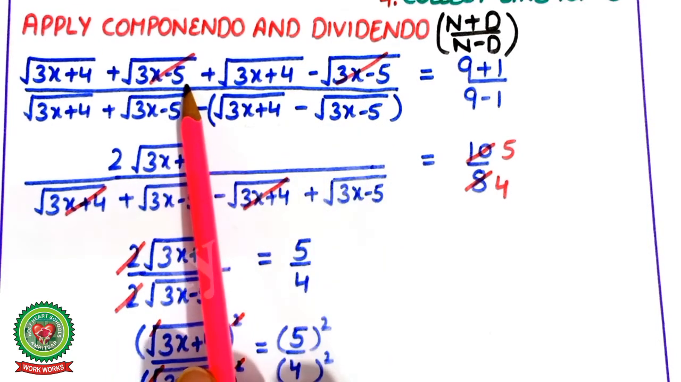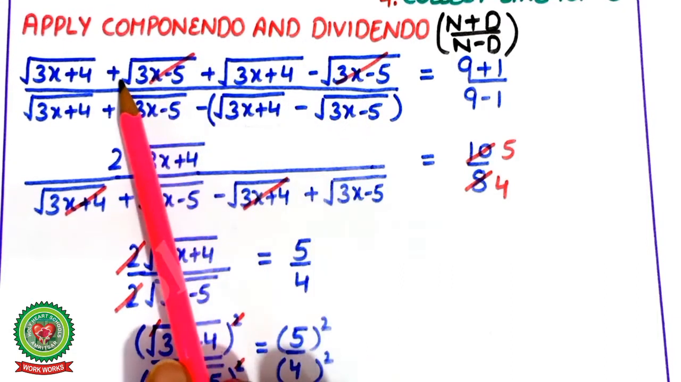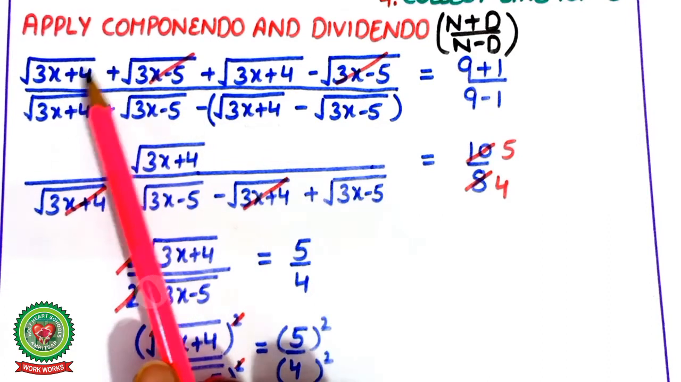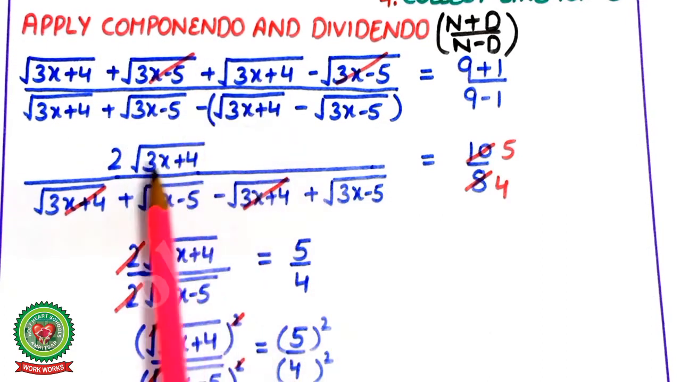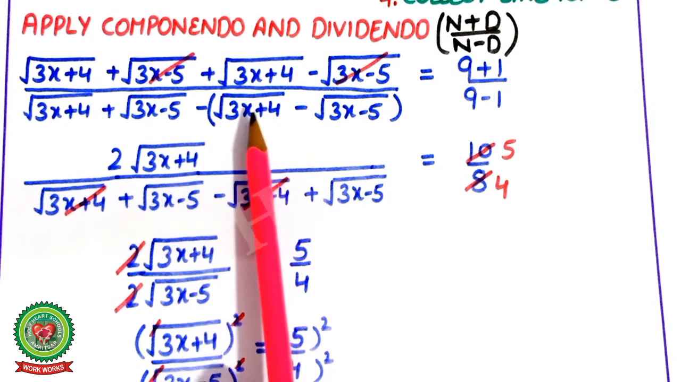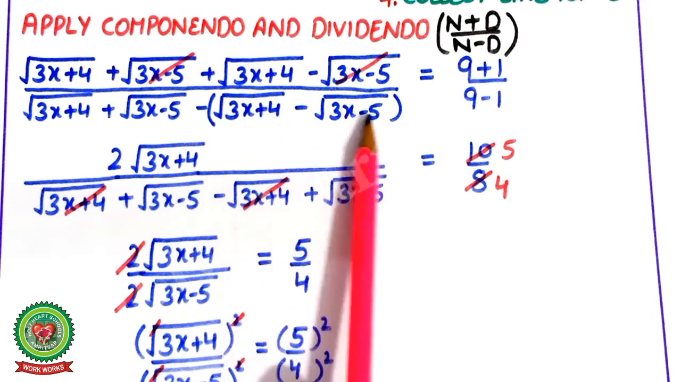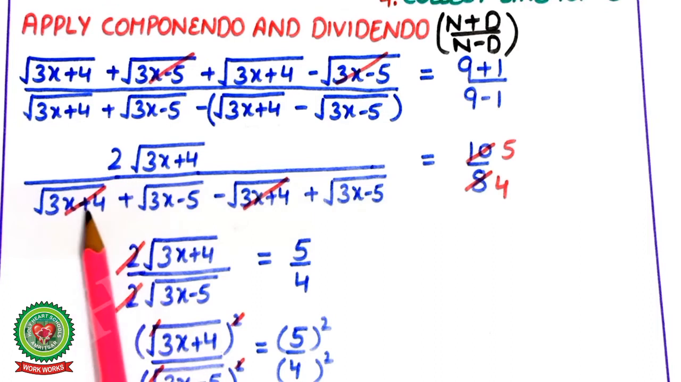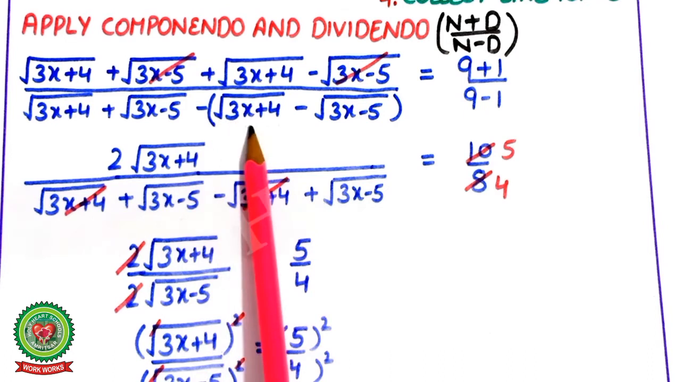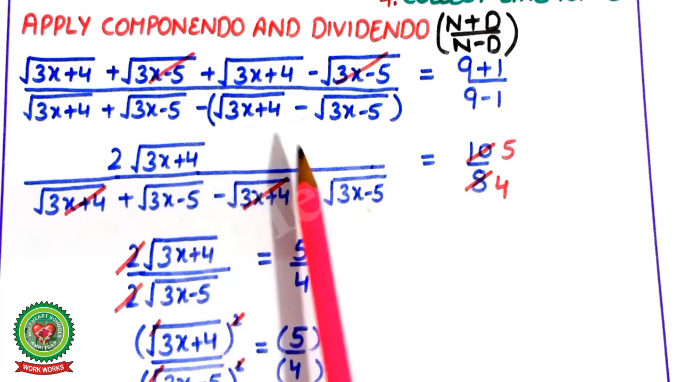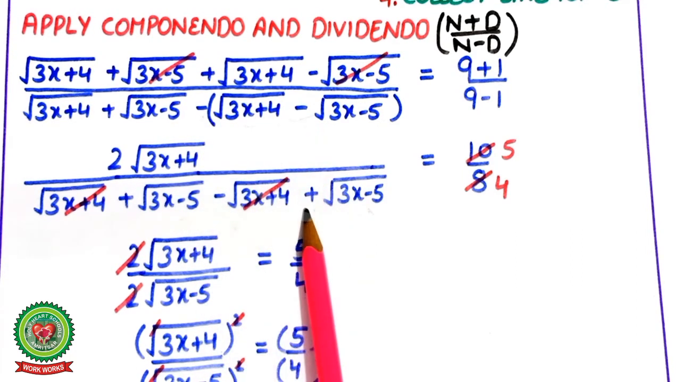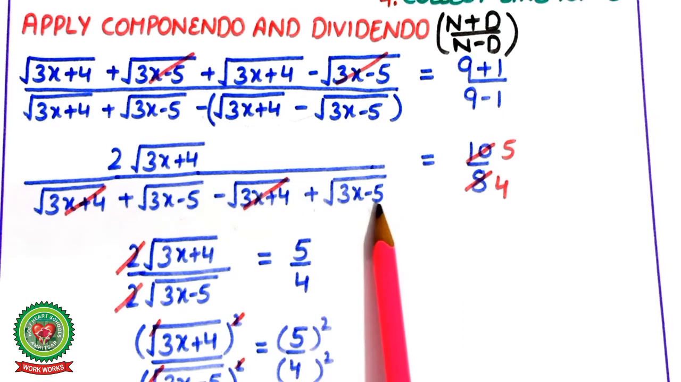Now in the numerator, both values are the same with opposite signs, so these values are cancelled. So under root 3x plus 4 comes 2 times. In the next step, 2 times under root 3x plus 4. Now in the denominator, after opening this bracket, the value is square root of 3x plus 4 plus square root of 3x minus 5 minus square root of 3x plus 4. Here there is a minus sign outside the bracket, so the inner signs will change. So plus under root 3x minus 5 is there.